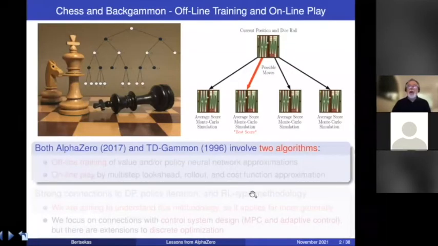So I'd like to start with two remarkable programs. The first program is AlphaZero, which plays chess and created a sensation when it came out in 2017. And the other program is much earlier, from 25 years ago. It's called TD-Gammon, and it plays backgammon. And at that time, it created a lot of enthusiasm about the prospects of reinforcement learning.